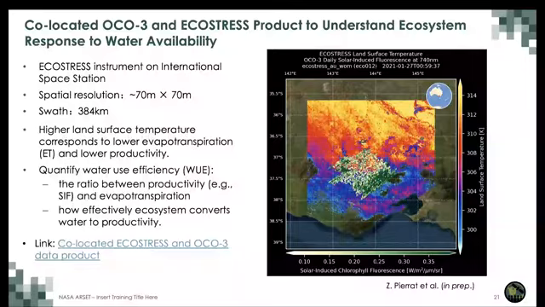It is defined as the ratio between the productivity, where we can use SIF to represent productivity, and the evapotranspiration, which is the amount of water released during photosynthesis, which can be derived from land surface temperature from ECOSTRESS. The OCO3 project team has generated these co-located ECOSTRESS and OCO3 data products, and they are available on the NASA data service. I also provide the link here.